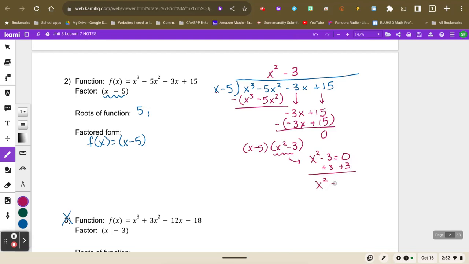X squared equals 3. Now we want to get x by itself. So x is going to equal plus or minus the square root of 3. And we know it's going to be a positive square root of 3 and a negative square root of 3. That's where it crosses. And when we write it in our form, we're going to go x opposite of what we have up here, and x opposite of what we have here.